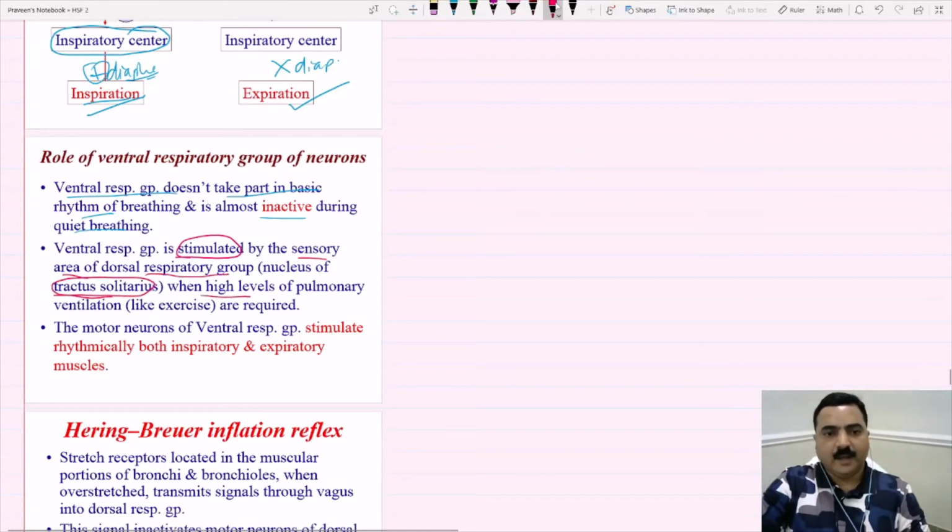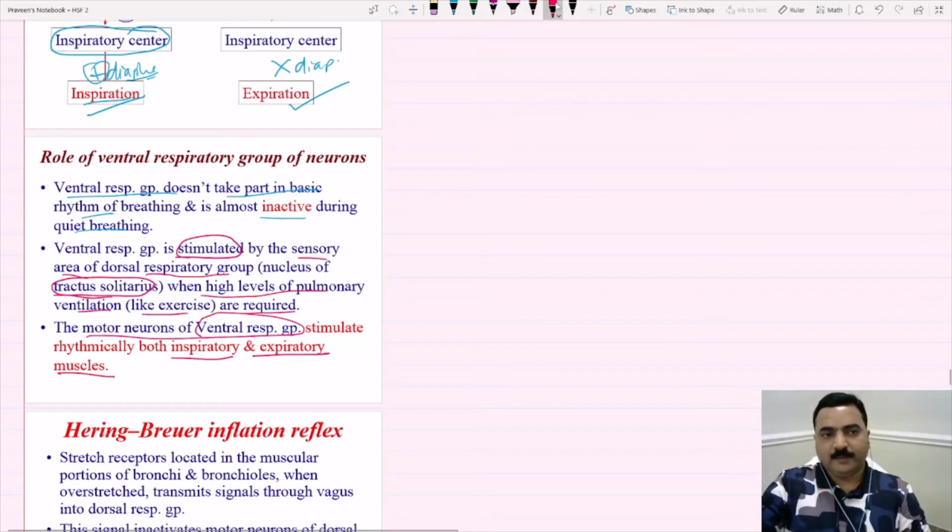Okay, so when high levels of pulmonary ventilation like exercise are required, what happens? The motor neurons of the ventral respiratory group of neurons stimulate rhythmically both inspiratory and expiratory muscles. So that's the role of the ventral respiratory group of neurons.